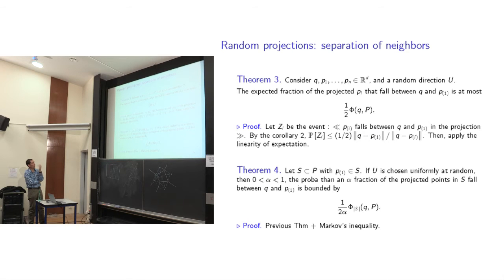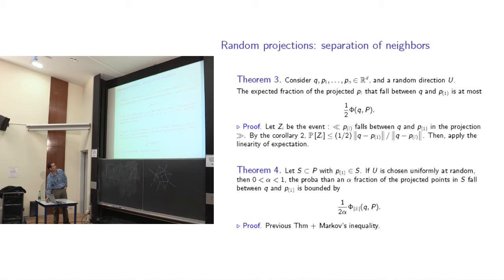So we consider a query point Q, a point set, a database of n points in R^d, and a random direction. The first statement tells us that the expected fraction of the projected points falling between Q and P1 is at most 1/2 of this potential function phi which I introduced. If you remember, phi is essentially 1/n times the sum over all remaining points of the ratio distance Q to P1 divided by distance from Q to Pi.